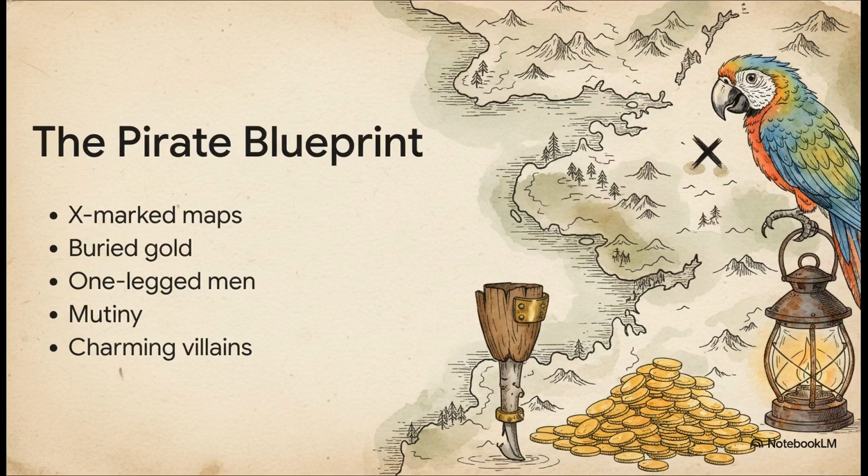Seriously, almost all of our collective pirate imagination comes from this single book. The X-marked treasure map, buried pirate gold, one-legged seafaring men, tropical island danger, taverns full of shadowy threats, mutiny, deep betrayal, and of course, the charming, morally slippery villain. Literally, every single time you see a squawking parrot on a pirate's shoulder or a map with a red cross in pop culture, you are looking directly at Robert Louis Stevenson's imagination. He didn't just write a fun story, he actually created the entire visual and emotional language of pirate adventure.